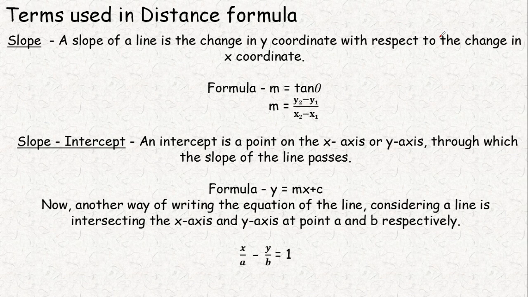First one is slope. The slope of a line is the change in y coordinate with respect to the change in x coordinate. I'll make it simple: slope means the steepness of the line. I hope you know about the steepness of a line. It may be like this, it may be like this. How the line comes down, how the line forms, that's the steepness. I'll take a small example. Let's take a line here.